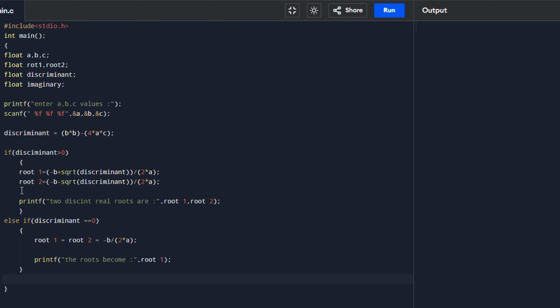Next we will go to the third condition, that is discriminant is less than 0. Since this is the last condition, we can start the code with else, because if discriminant fails to match the top two conditions, then the remaining condition will be this only. So we write else and start the code.